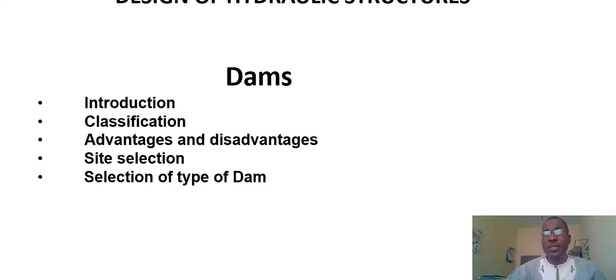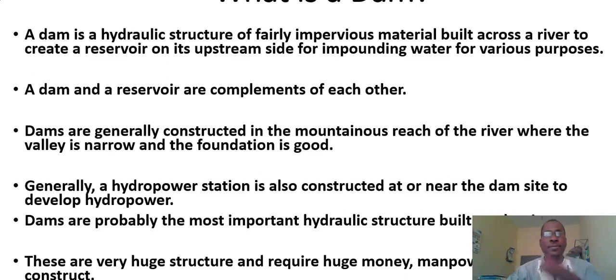First, we'll give you the introduction, classifications, advantages, disadvantages, and site selection of dam types. What is a dam? A dam is a hydraulic structure, of fairly impervious material, built across a river to create a reservoir on its upstream side for impounding water for various purposes. It may be for irrigation, recreation, animals, domestic use, and the rest. A dam and a reservoir are complements of each other.